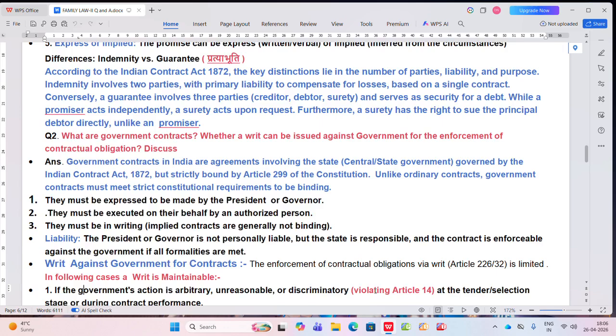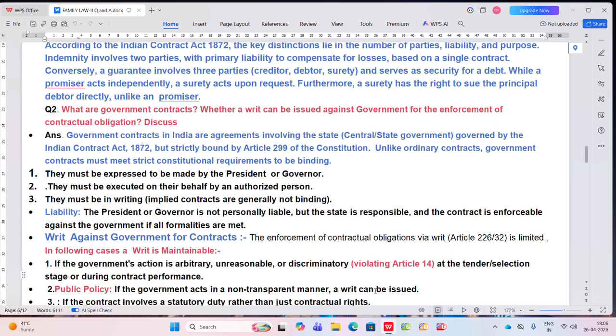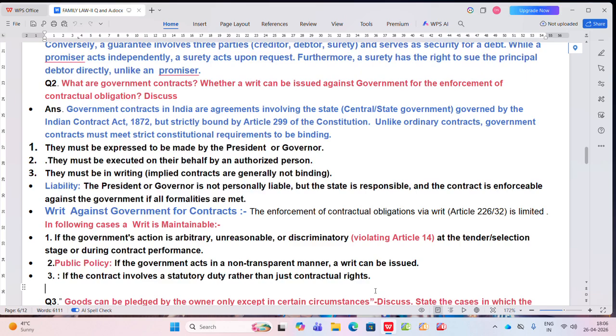Now, writ against government for contracts. Whether a writ can be issued against government for the enforcement of contractual obligation? The answer: the enforcement of contractual obligation via writ under Article 226 and 32 is limited. In the following cases, a writ is maintainable. These are the cases in which it is maintainable.